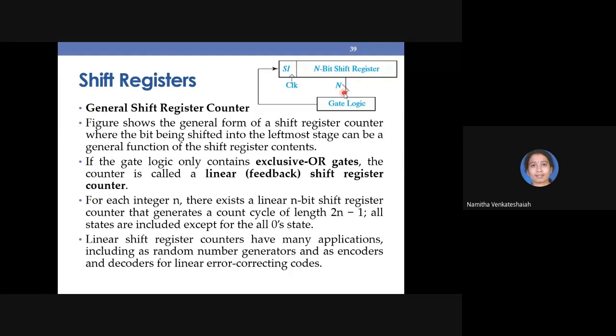Its parallel output will be considered as input to some gate logic, and then you will use it as serial input. If the gate logic contains only exclusive OR gates, we call it a linear shift register. For each integer n, there exists a linear n bit shift register. Generally it will have a count cycle of length 2^n minus 1. All states are included except for the all zero state. This is the general operation.